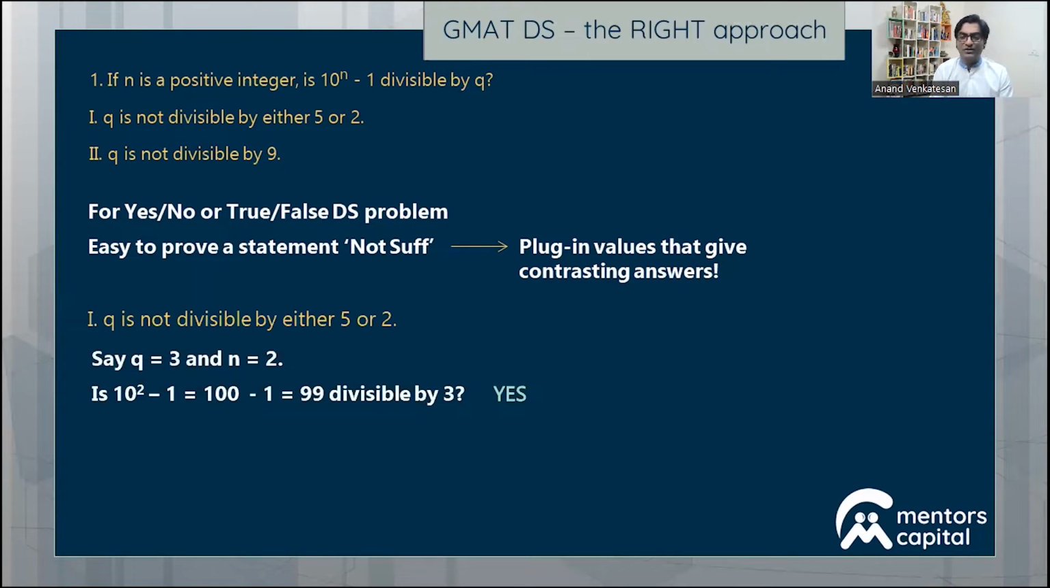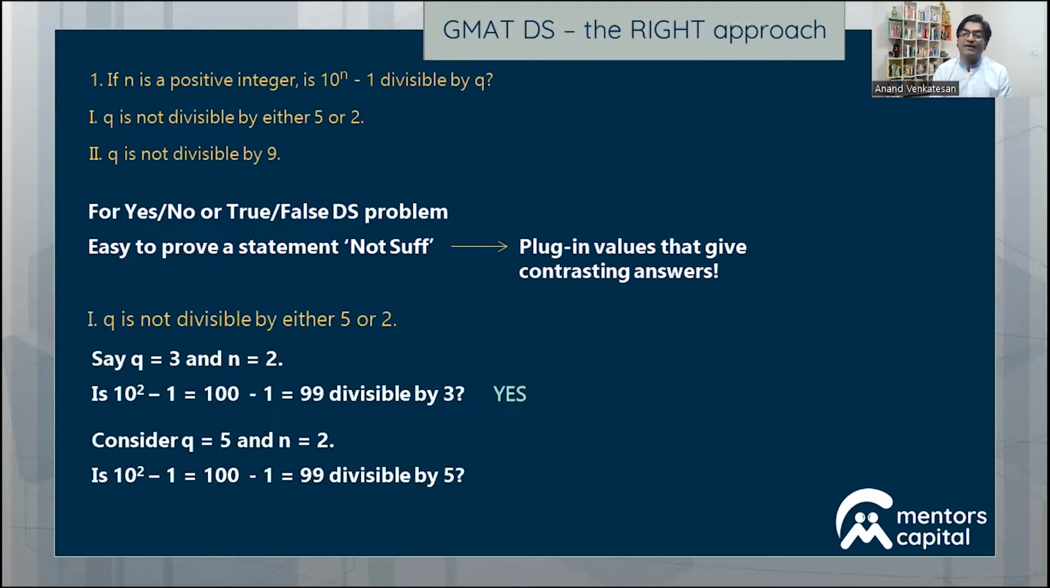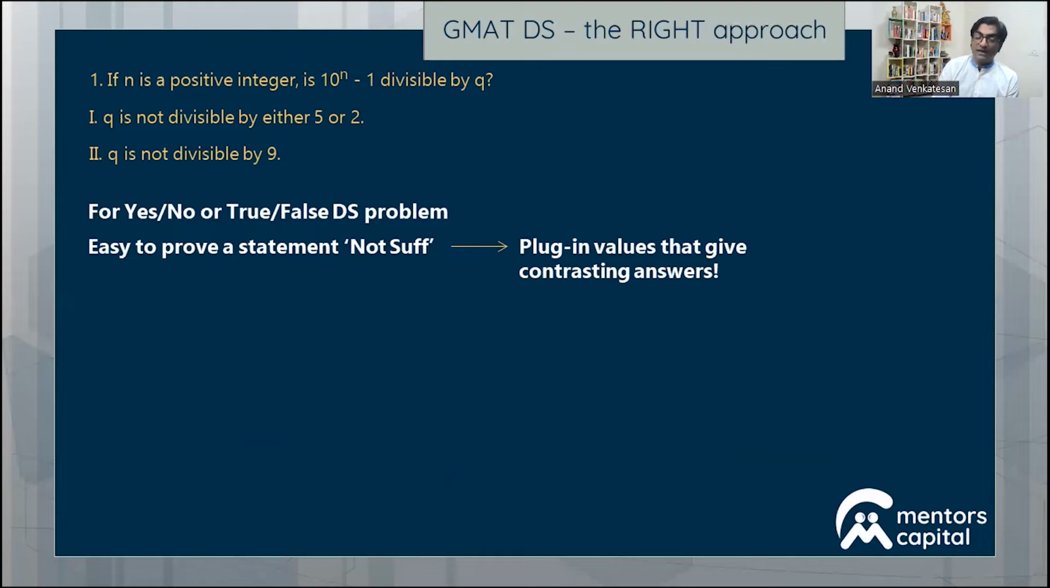Now let's take another set of values, obviously wanting to get a no, right? If I keep the same value of n, but I change the value of q to 7 or 5 or some other such divisor, clearly 99 is not divisible by 5, right? And so we'll say no. And the moment you notice that there are conflicting answers, we'll say, hey, the information given is actually inconsistent. And so we should say not sufficient to answer the given question in the problem, right? We can even consider the statements together, right?